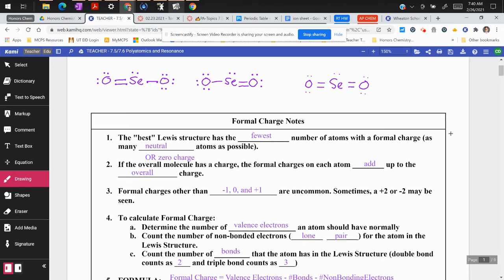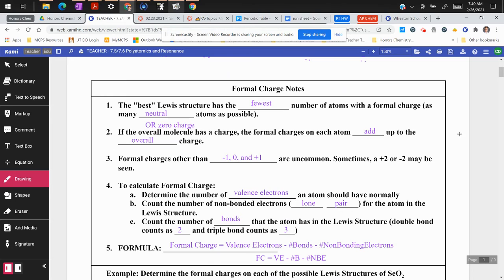Typically, formal charges other than -1, 0, and +1 are uncommon. Sometimes a +2 or -2 may be seen, but typically the charges are always -1, 0, and +1. To calculate formal charge, we need to determine the number of valence electrons an atom should normally have based off of its position on the periodic table.